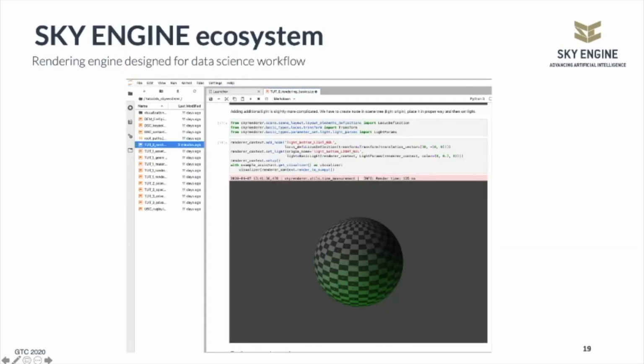And what is the most important, I think, is that we designed the system for a data scientist. So the system has a very intuitive Python interface, with lots of shortcuts, lots of helpers. The most important thing for us was to have an entry barrier as low as possible for a person who is good in Python, good in data science, but not exactly a rendering specialist.